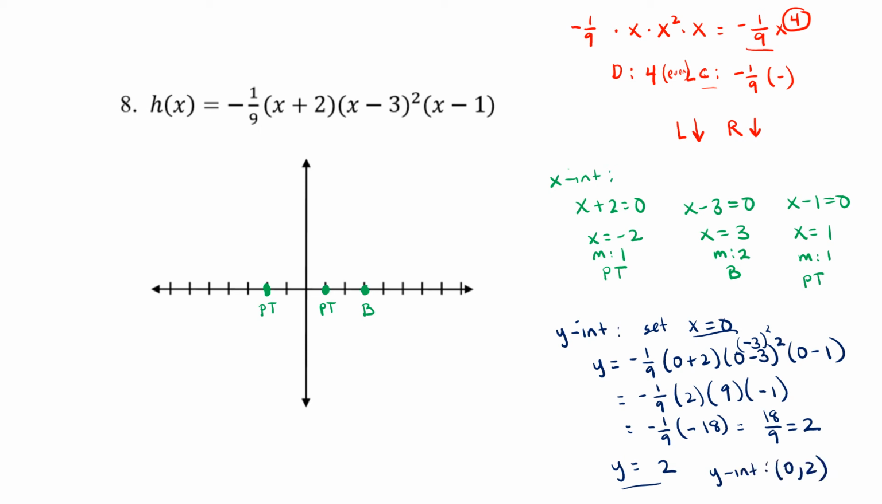Okay, and we can add that onto our graph. (0, 2) would be right there. And now we should be able to go through and do our graph. So again, let's start with the end behavior.